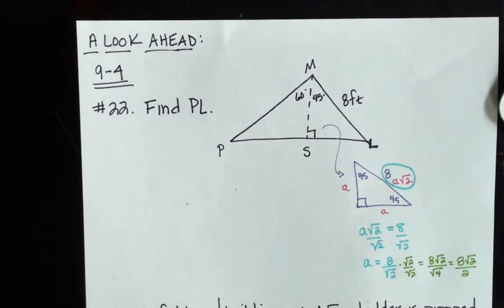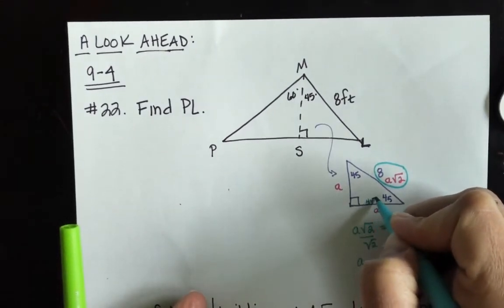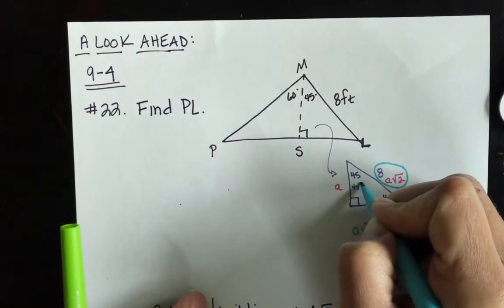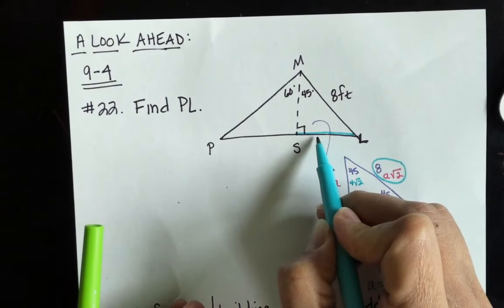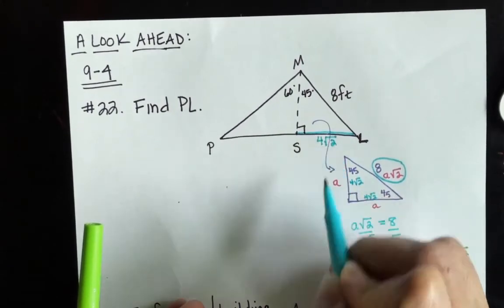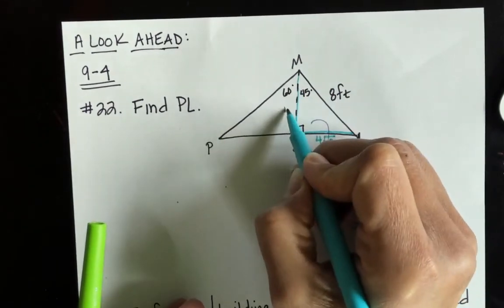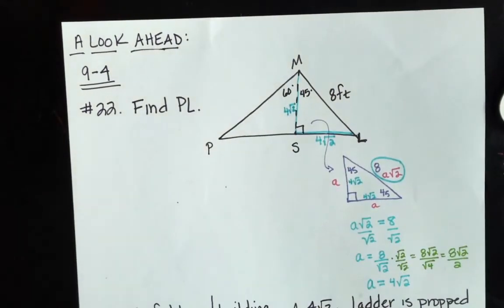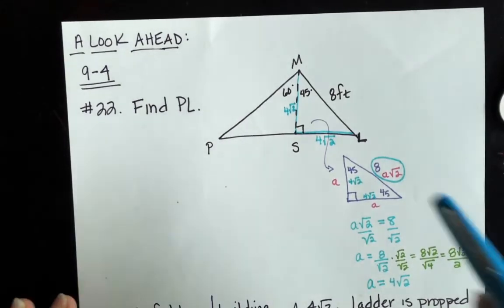And obviously this looks familiar. We just did something like this. So we find out A is 4 radical 2. So that means this is 4 radical 2, and this is 4 radical 2. So from S to L is 4 radical 2, and right here is 4 radical 2. So now we're going to look at this other side.